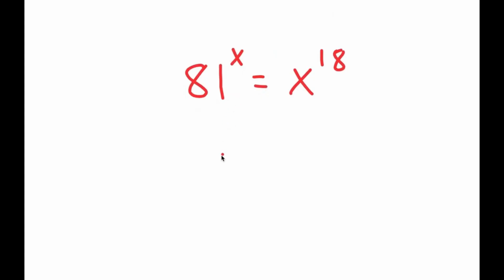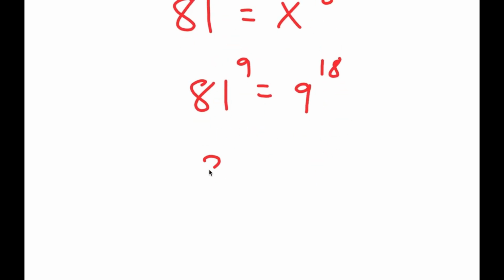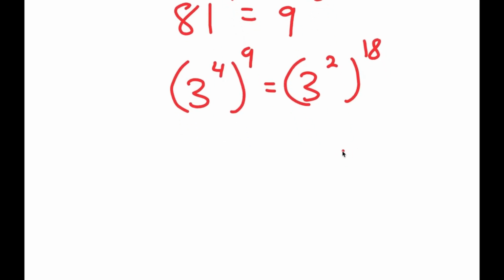So if I plug in 9 for x, I get 81 to the power of 9 is equal to 9 to the power of 18. Now, 81 is the same thing as 3 to the power of 4, and 9 is the same thing as 3 squared. So I get 3 to the power of 4 to the power of 9 is equal to 3 squared to the power of 18. And if I have something in the form a to the power of m to the power of n, that's equal to a to the power of m times n.